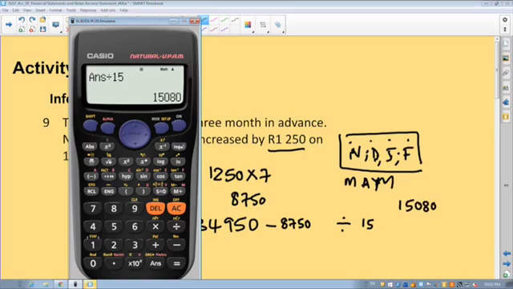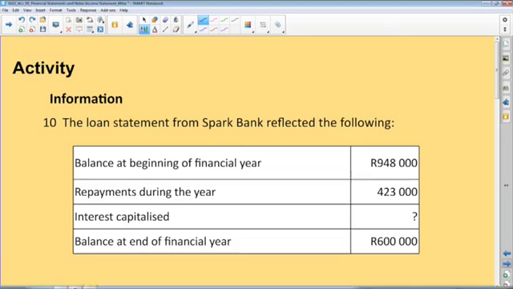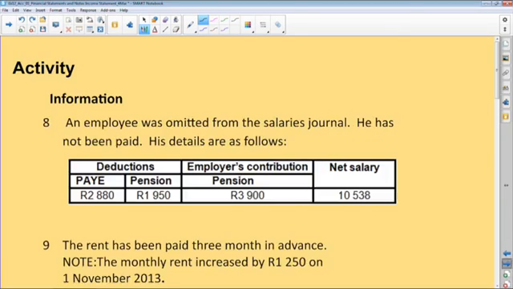Your answer is 15,080. What is the 15,080? The amount of rental prior to the increase. Okay, add back your increase of 1,250, and this will give you a figure of 16,330. Multiply that by the 3 months that we have received in advance, 48,990. Immediately you tell yourself, 48,990, what am I going to do with it? This is what I'm going to do with it.